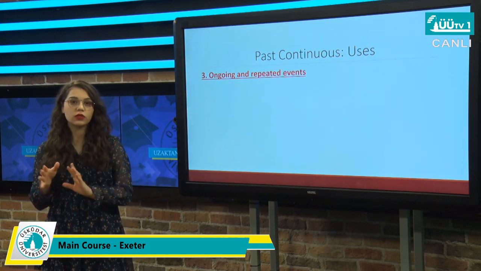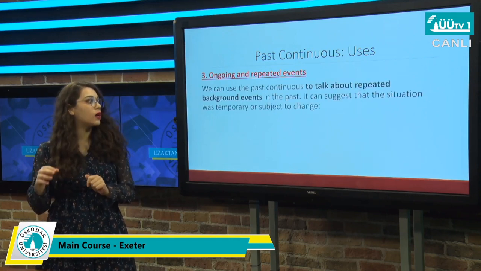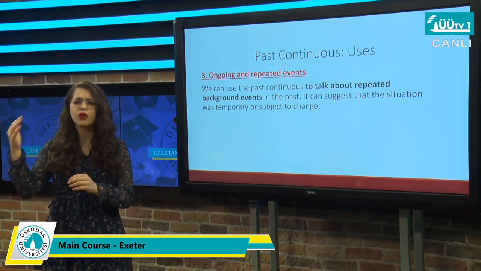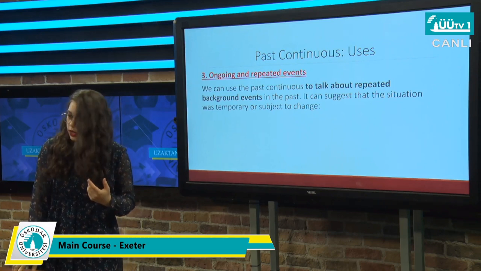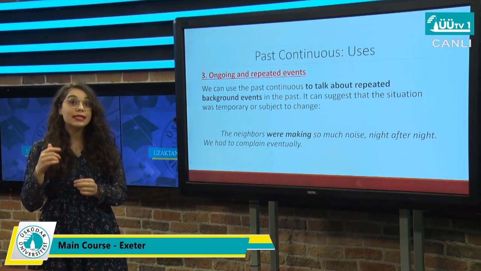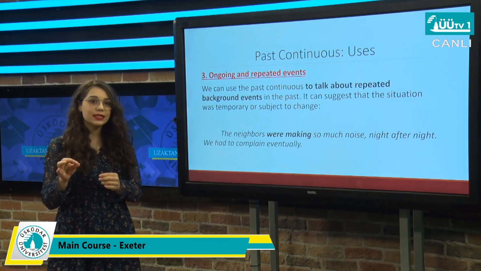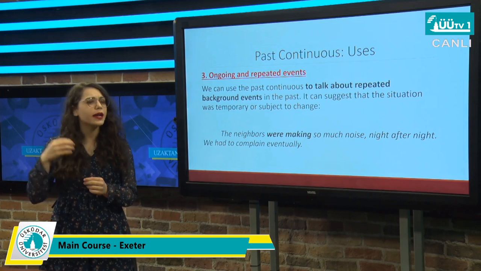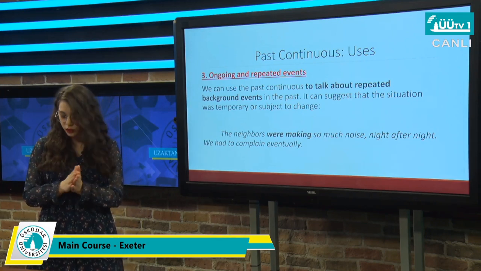And we use past continuous for ongoing or repeated events. So when we talk about repeated actions in the past or something that is going on, continuing for a long time, then we can use past continuous. Let's look at the example. Like, the neighbors were making so much noise night after night. We had to complain eventually. So it says night after night. This tells us that this is a repeated and ongoing event. So we're saying that the neighbors were making.